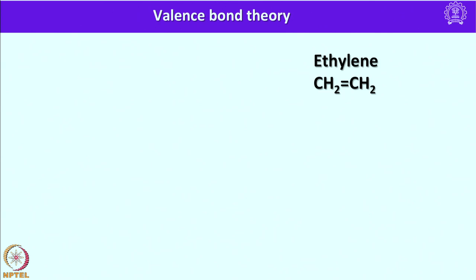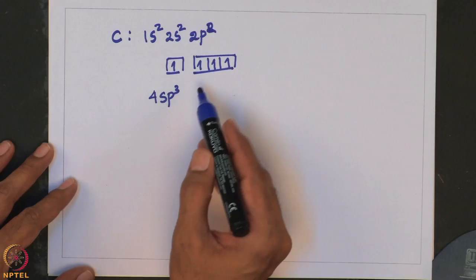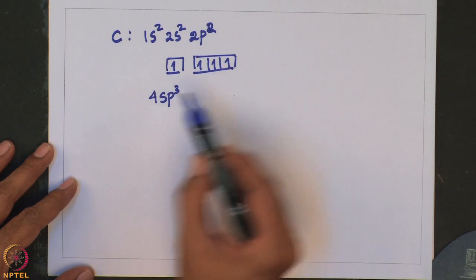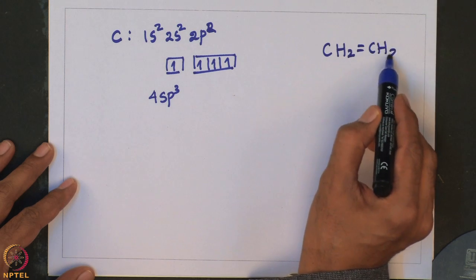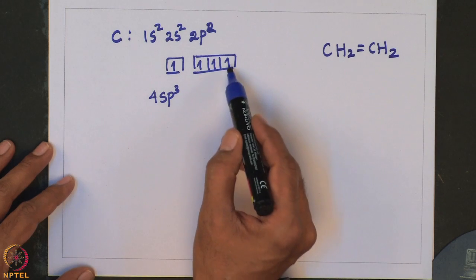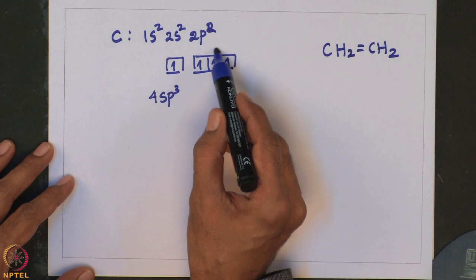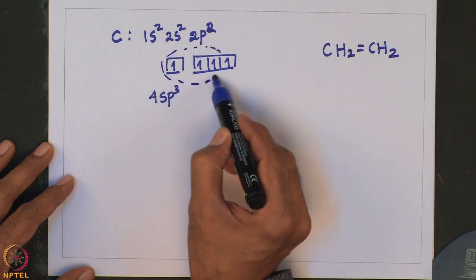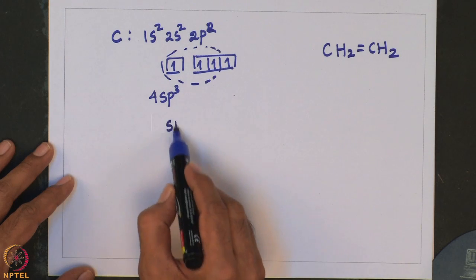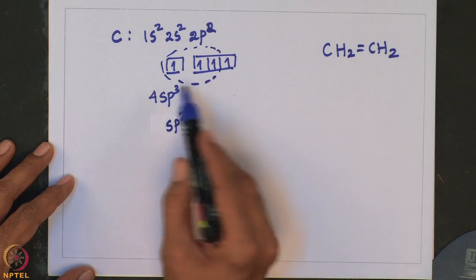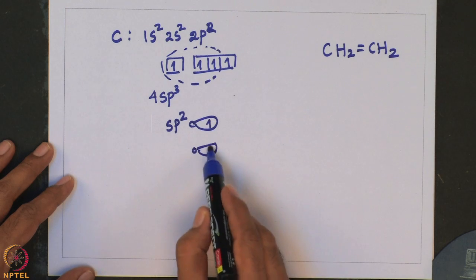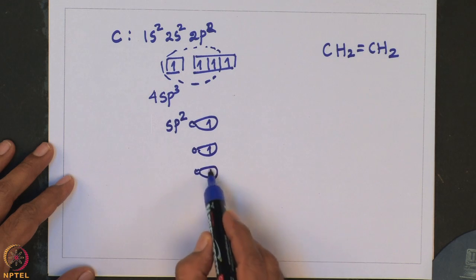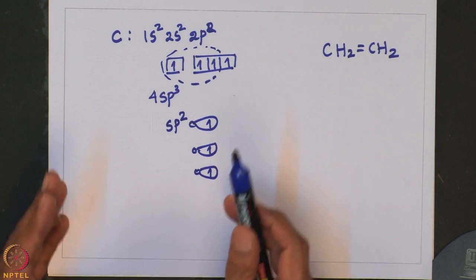In the case of ethylene, it is slightly different. Here, once the electron is promoted to one of the empty p orbitals, one of the p orbitals is not utilized. Only 2 p orbitals and 1 s orbital combine together to form sp2 orbitals having 1 electron each, like this. These are at an angle of 120 degrees.